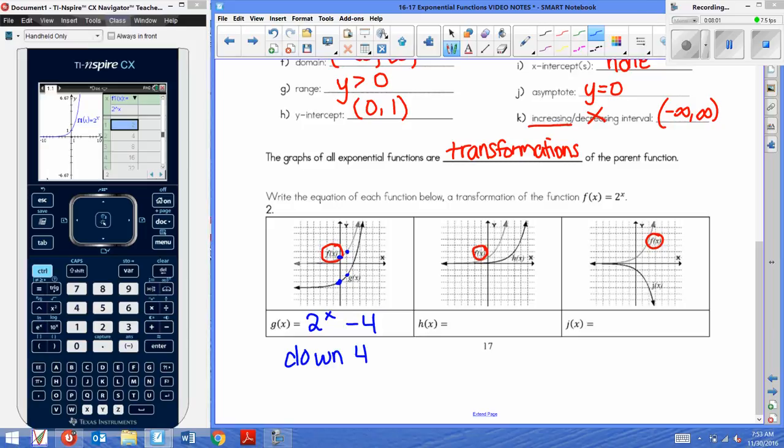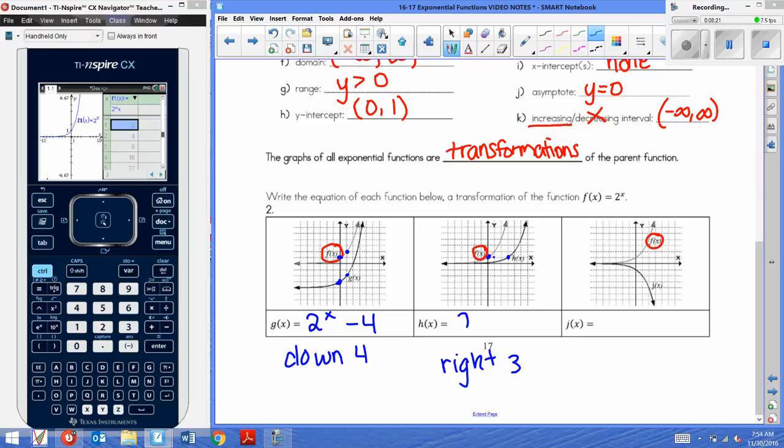All right, let's move on to h of x. We need to decide what has happened between here and our new function, h of x. And it looks like we went to the right 1, 2, 3 spaces. I always like to write in words what's happening because it helps me to see the connection.